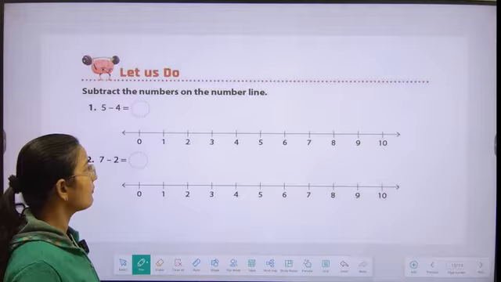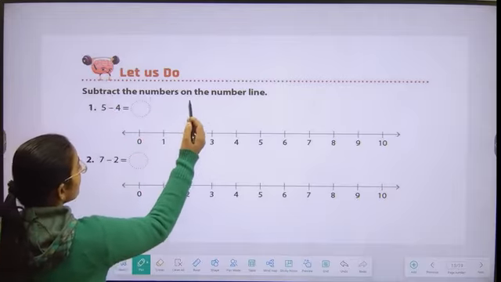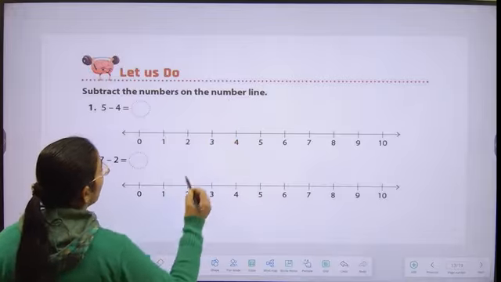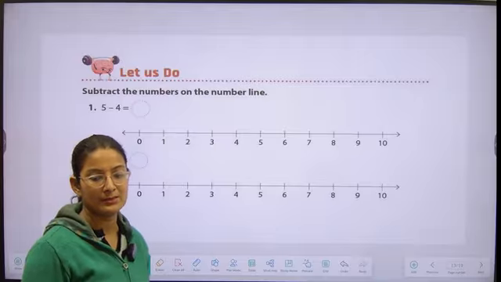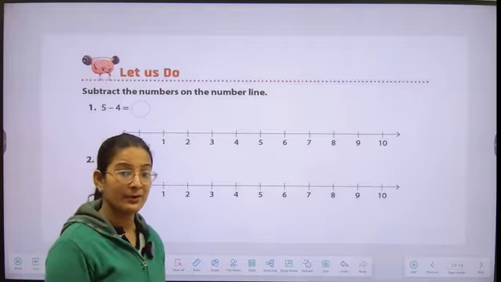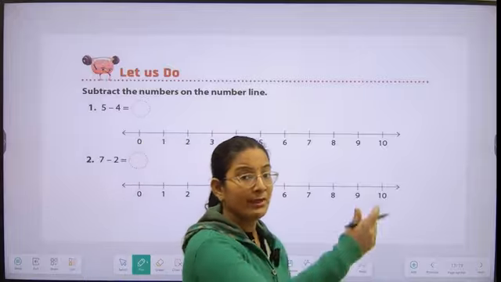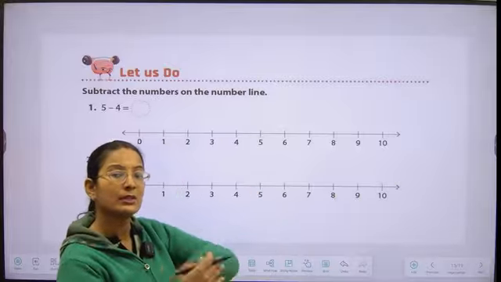Moving to the next one, what do we have to do? We have to subtract the numbers on the number line. We have to subtract the numbers with the help of number lines. Now with the help of the number line, when we are going to subtract, what are we going to do? We are doing the backward steps. We are doing the backward counting.